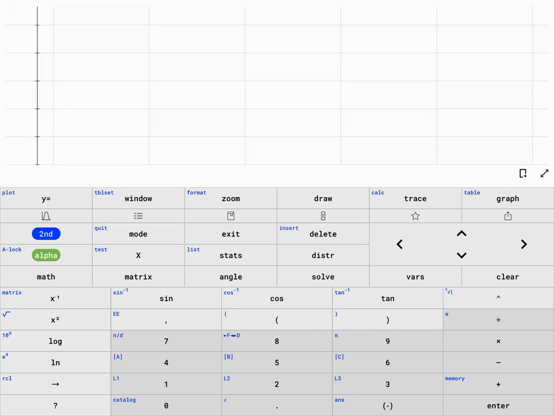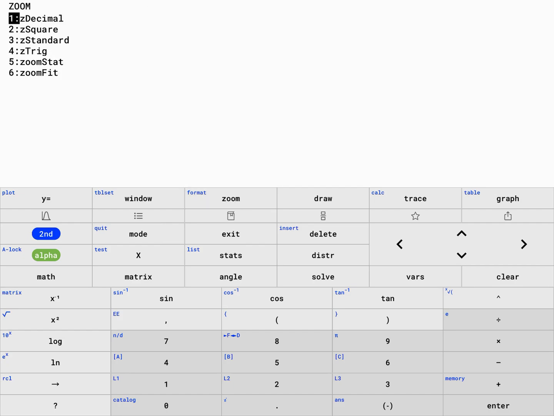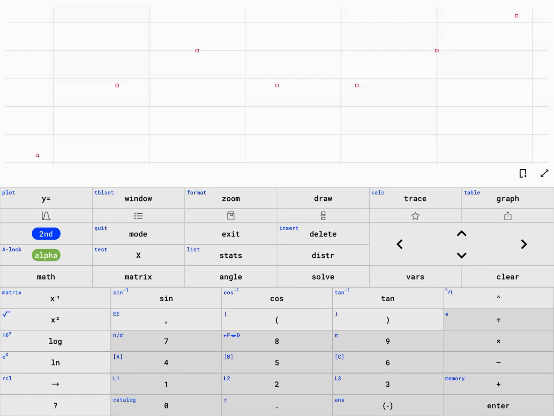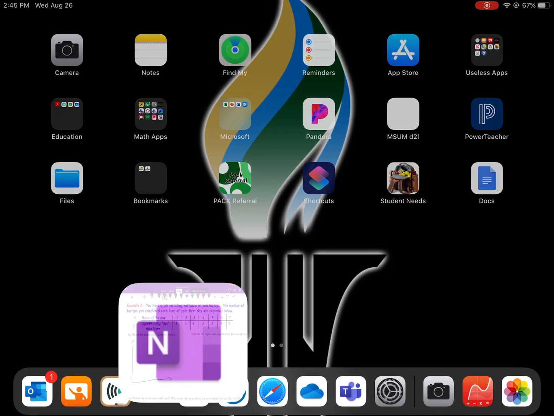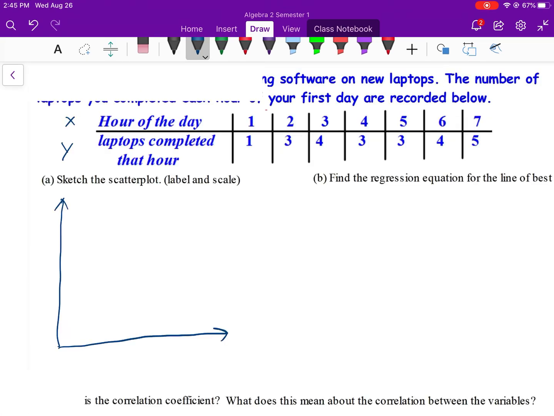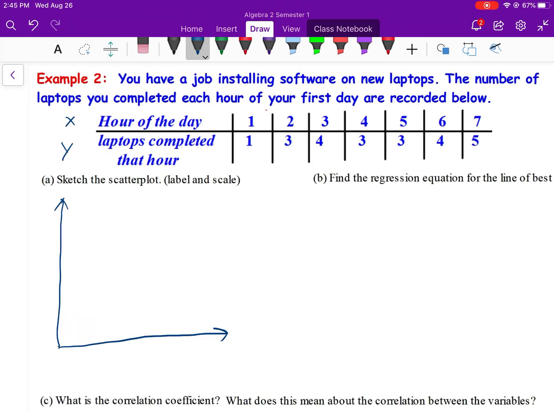What we're going to do is hit graph. Now, right now, I did a separate scatter plot earlier. What we need to do is zoom in to our specific stats. So you're going to hit zoom, and you're going to hit zoom stats. So that's that 5. So you can either go down, highlight it, and hit enter, or you could just hit 5. Now you see our statistics that are given. Okay, that's our scatter plot. So then you're going to go there, and you're just going to do a rough sketch of what that looks like on the calculator.